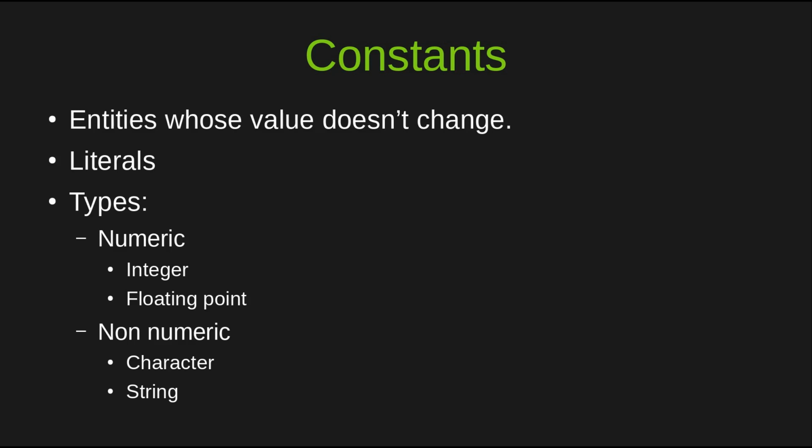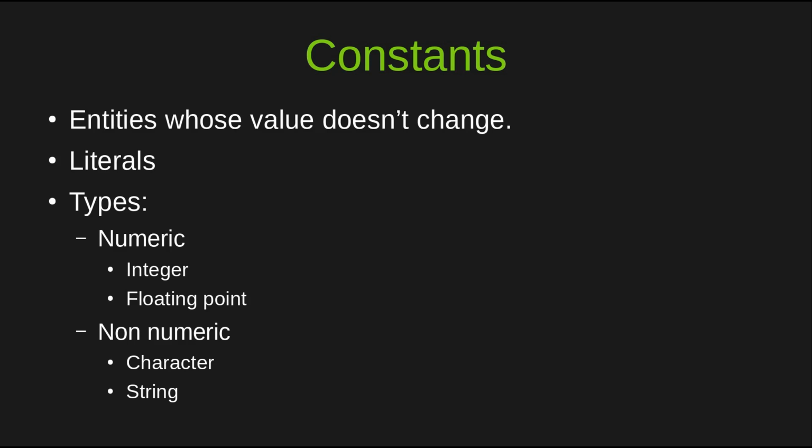As we know, in mathematics, constants are entities whose value doesn't change. The same thing applies here also. Constants are also called literals. In C, there are two types of constants. There are numeric constants and non-numeric constants. As the name implies, numeric constants are number values. In that there are two subcategories, which are integer constants and floating point constants. Now integers are numbers which may be positive or negative, but cannot have a decimal point. Floating point, on the other hand, is a positive or negative number with a decimal point.